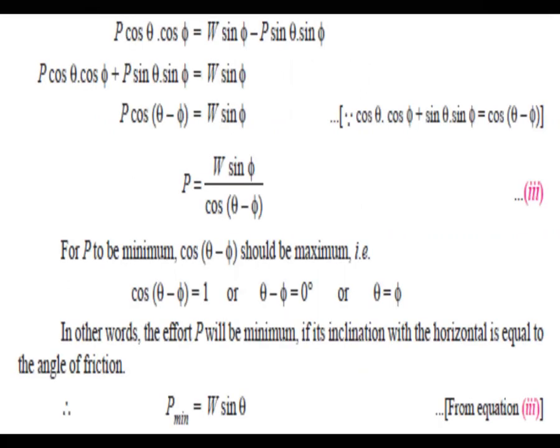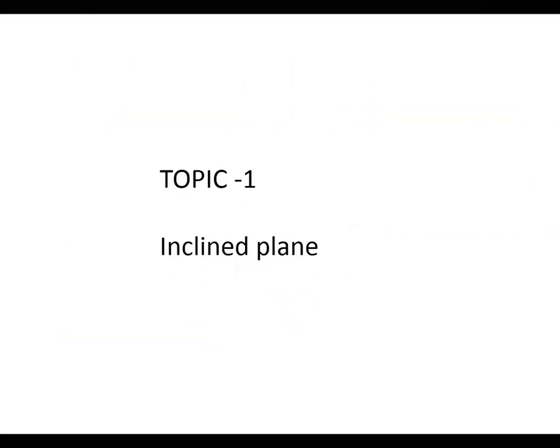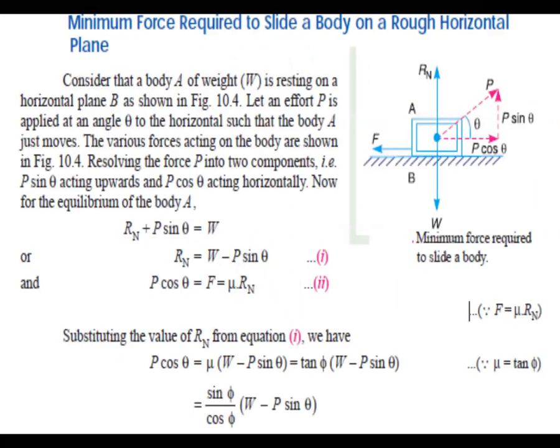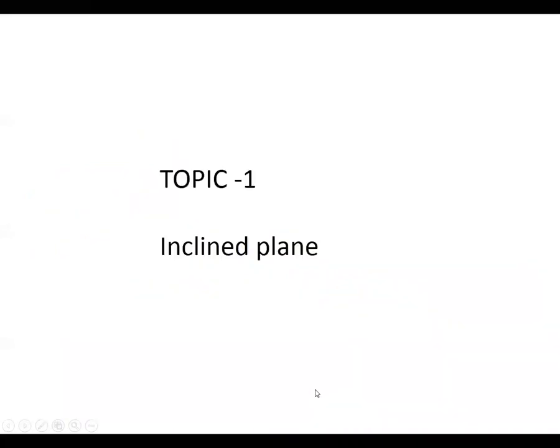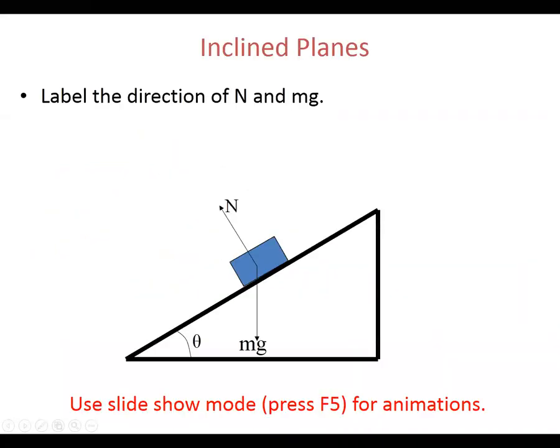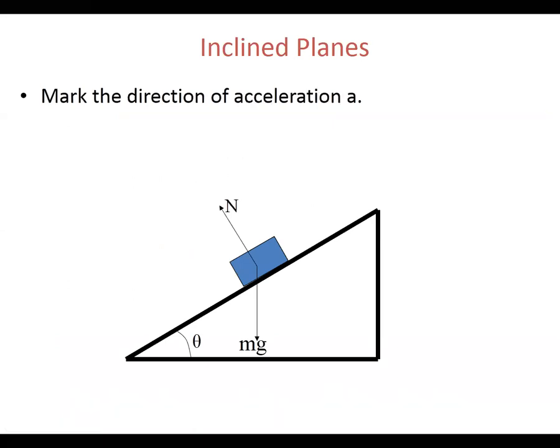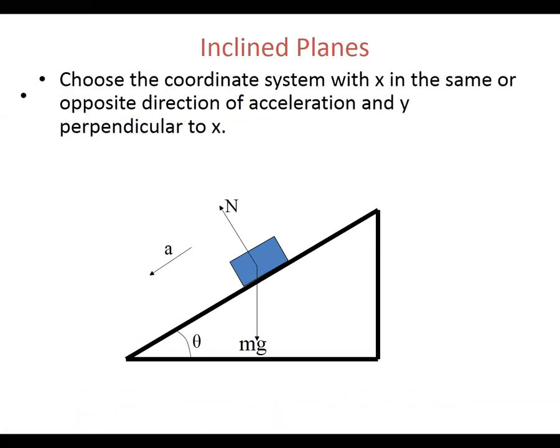Next, this concept is at the inclined plane. This concept is at the horizontal plane, where the body is located on the horizontal plane. Ultimately, our aim is to calculate the minimum force required. Minimum force required here, P is equal to W sin theta. So the minimum force or minimum friction can be calculated by resolving the force.